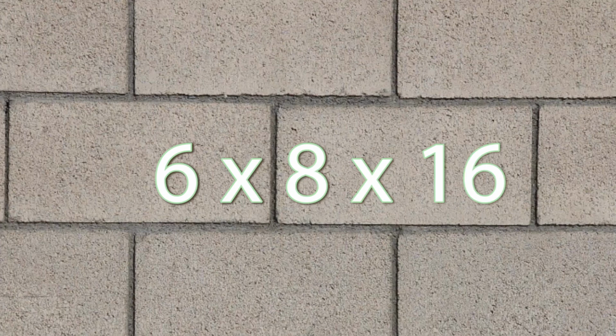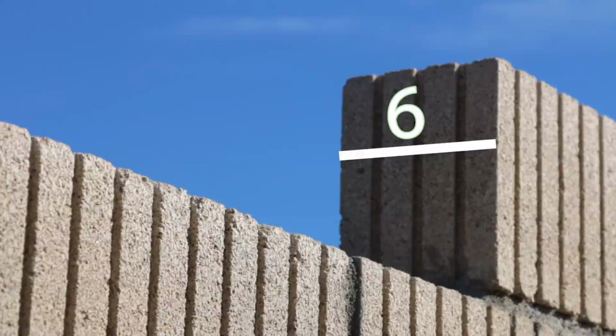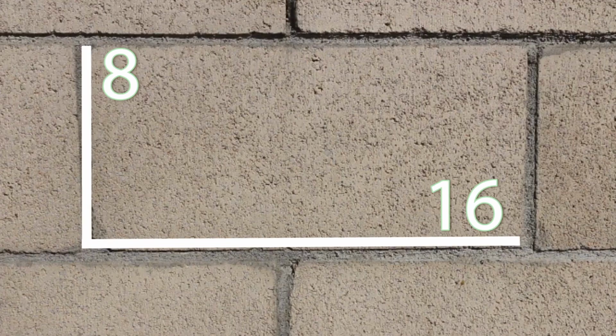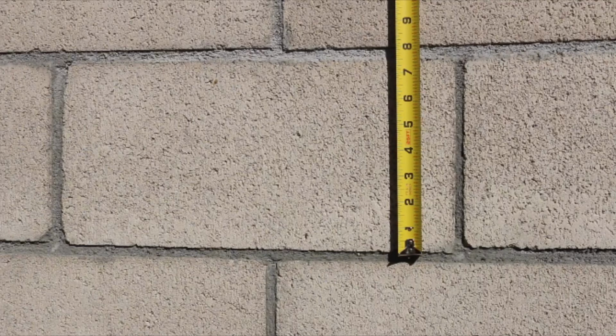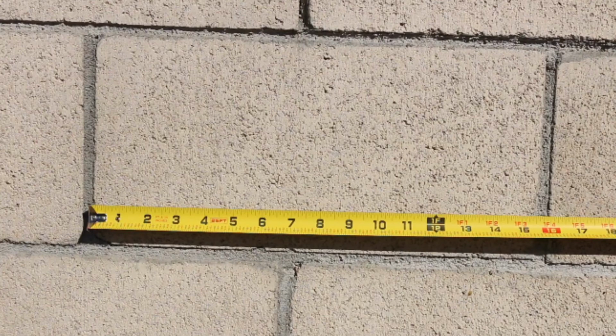The nominal dimensions of these blocks are 6 inches wide by 8 inches high by 16 inches long. The term nominal is used because the blocks are smaller than the nominal dimensions. The blocks are manufactured smaller than the nominal dimension to help make design and construction easier. The mortar joint makes up the difference in the size.